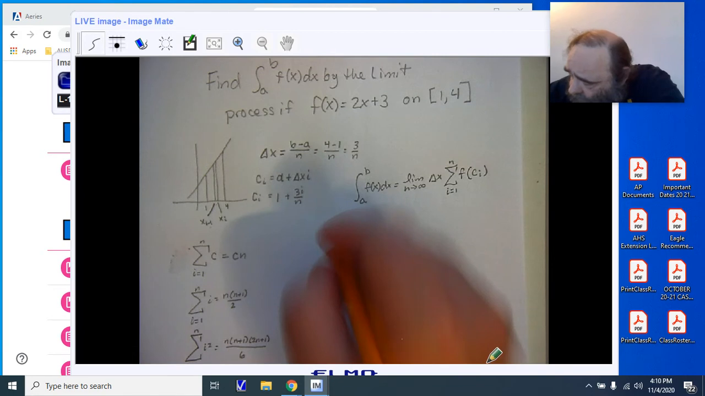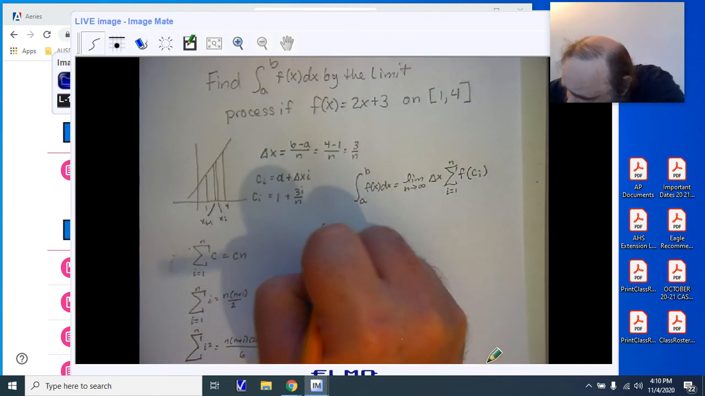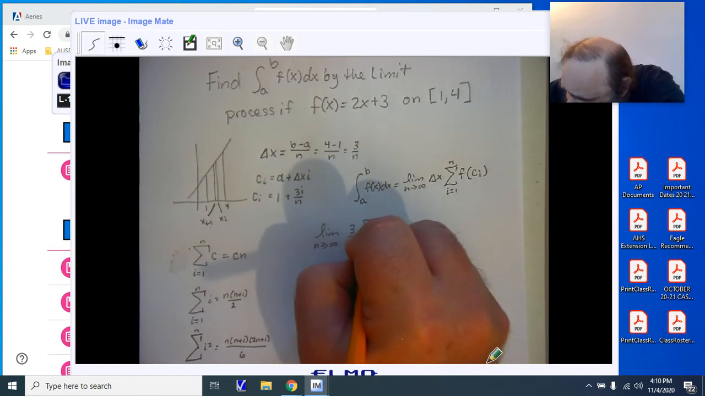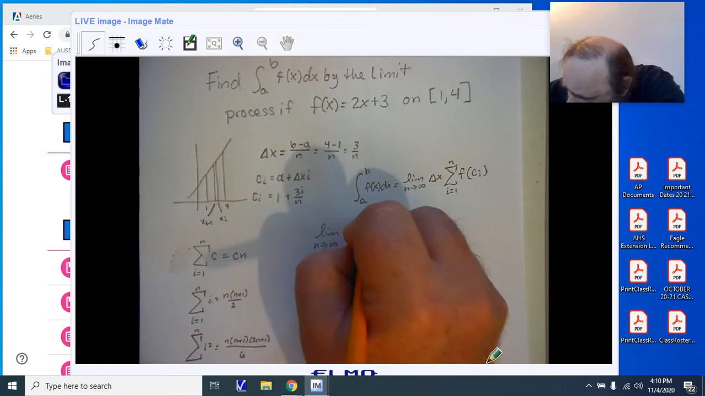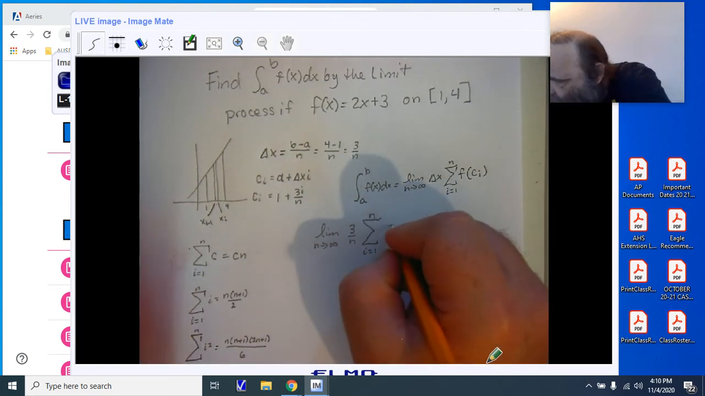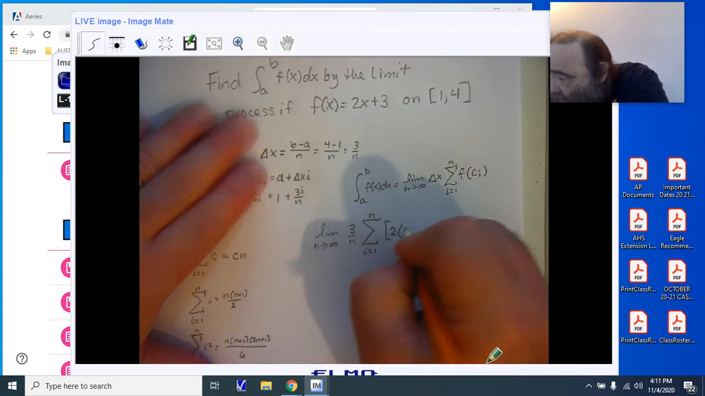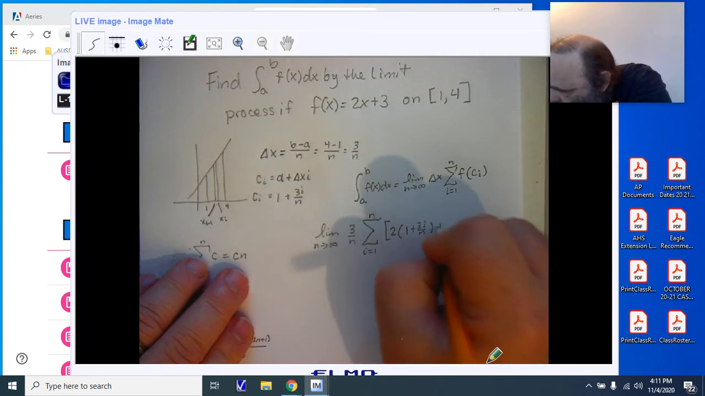So here we go. The limit as n approaches infinity of 3 over n times the summation as i goes from 1 to n, and then I have my function. This function is 2 times c sub i plus 3.